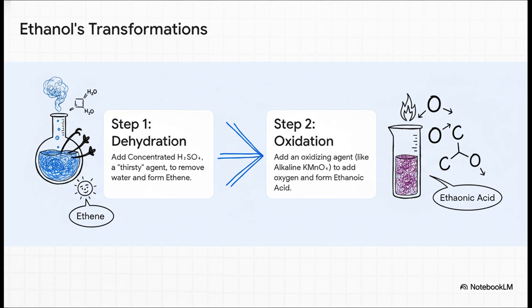Simple. The second move is oxidation. Here, we add an oxidizing agent, whose job is basically to deliver oxygen. It adds oxygen to the ethanol, transforming it into ethanoic acid. So really, it's just about removing water or adding oxygen.